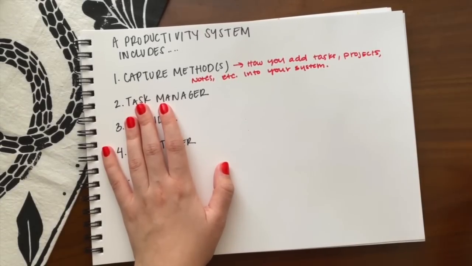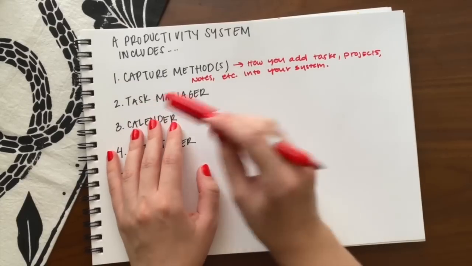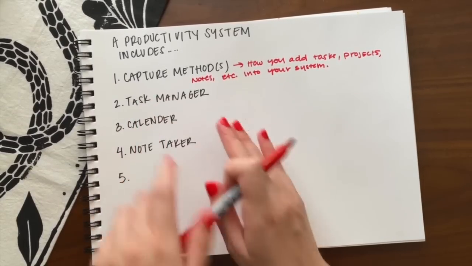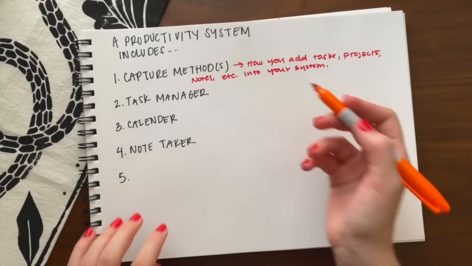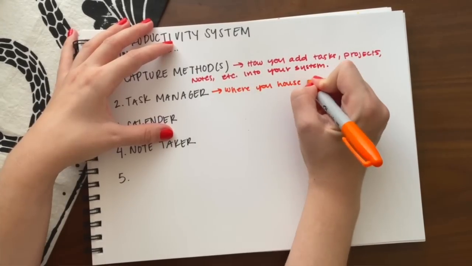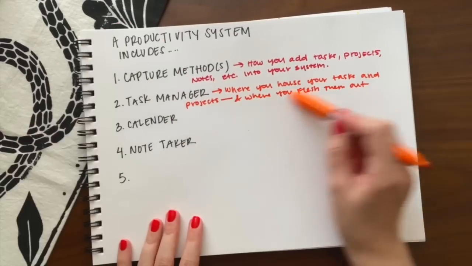That's a capture method. Then I input those into my task manager, which is the second part of a functioning productivity system. And because I like rainbows, we're going to use orange. A task manager is very simple and self-explanatory. It is the place where you house your tasks and projects. It can also be where you flesh them out.